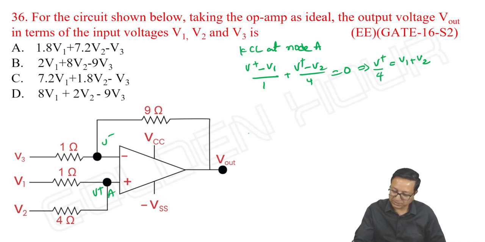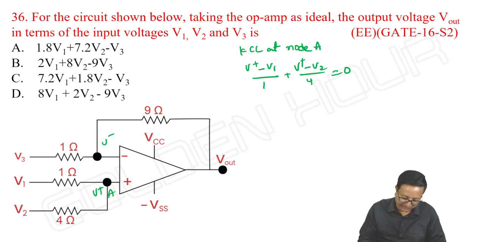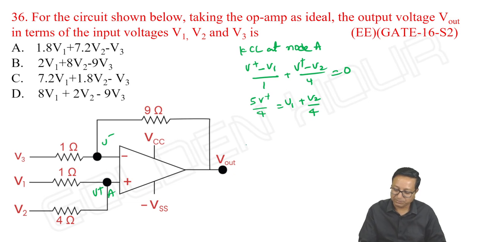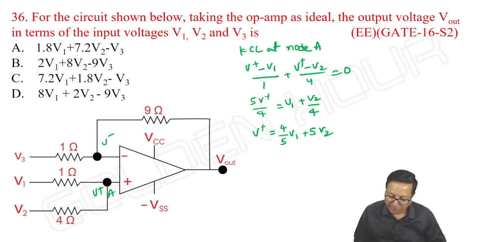Okay. Here V plus plus V plus by 4, that is 5V plus by 4 is equal to V1 plus V2 by 4. Okay. So what is V plus? It is equal to 4 by 5 into V1 plus V2 by 5. That is V plus.